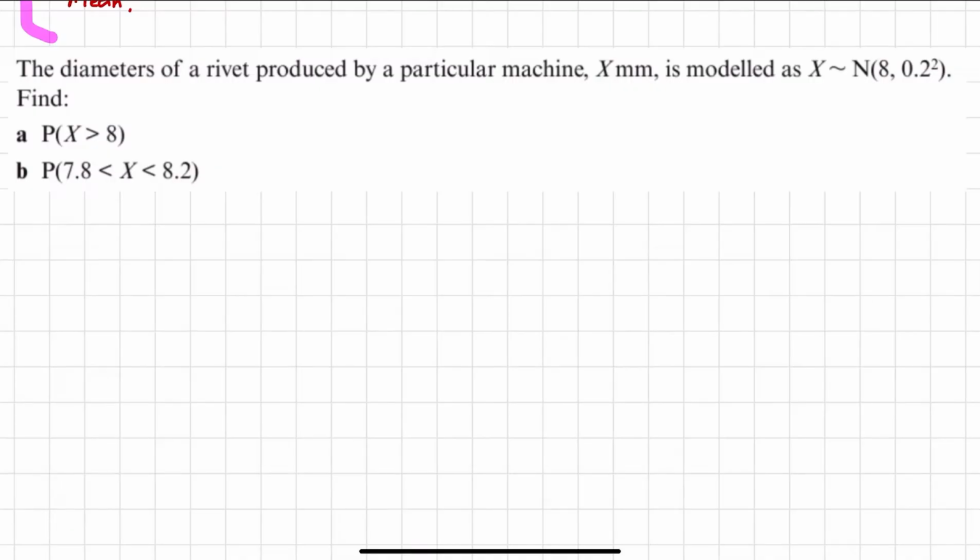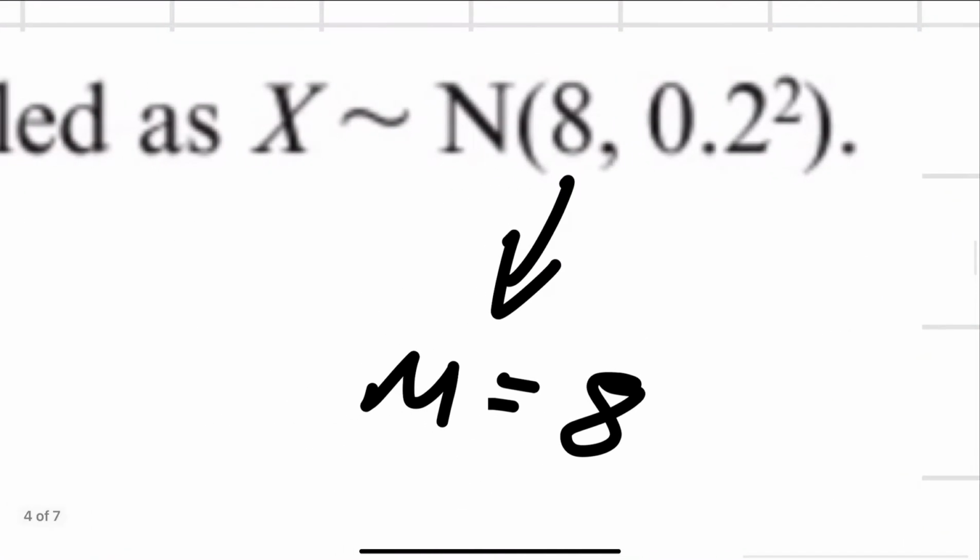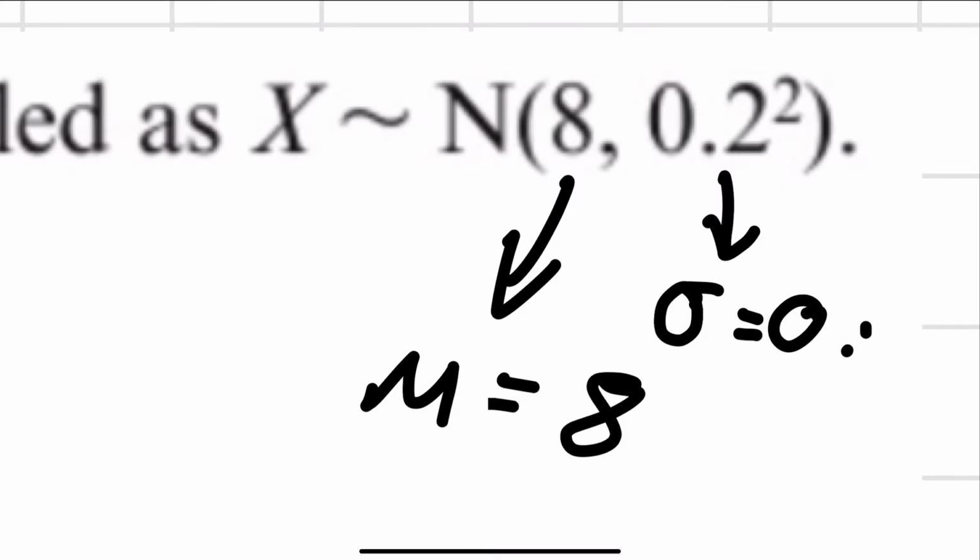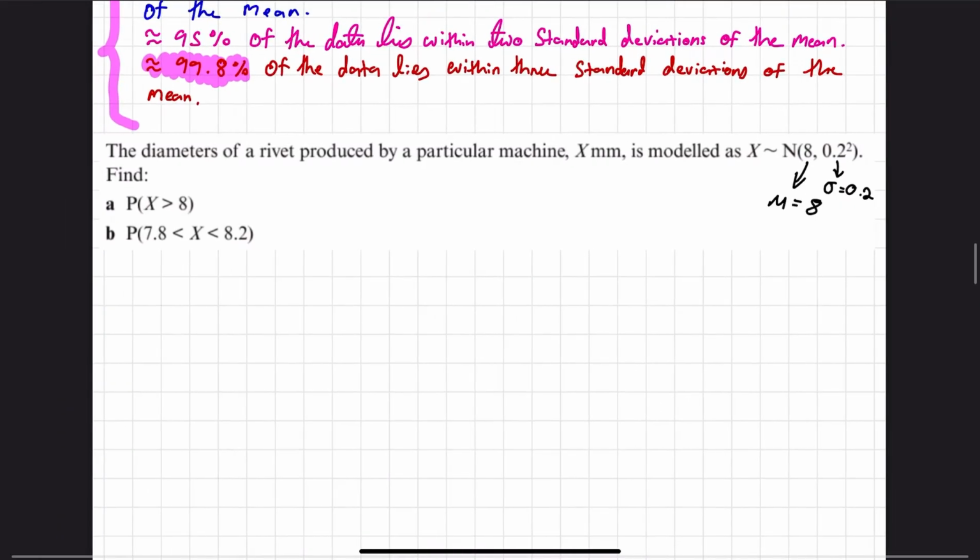So we have the diameter of a rivet produced by a particular machine, x millimeters, is modeled as x is normally distributed with mean 8 and variance, remember that this is your variance, 0.2 squared. So that means that our standard deviation, sigma, is just 0.2, which is just the square root of this number.